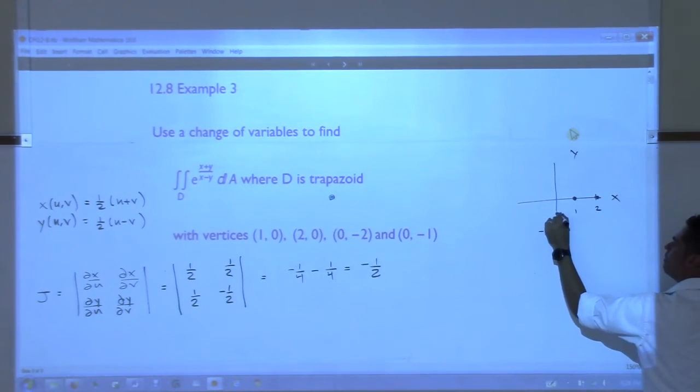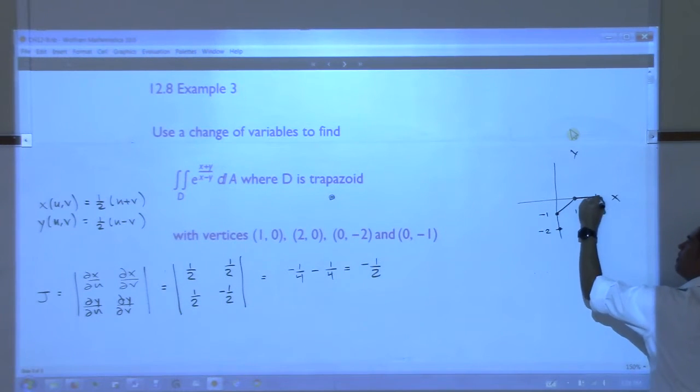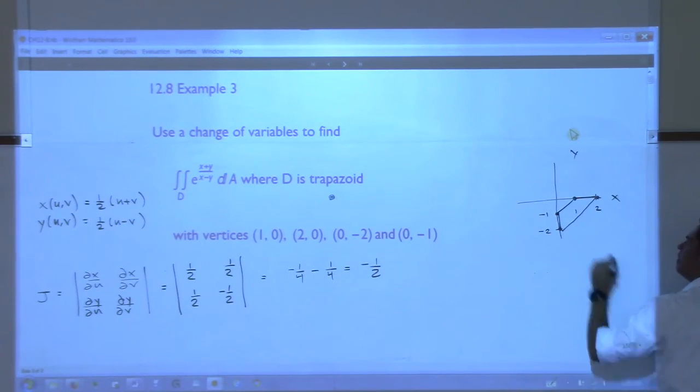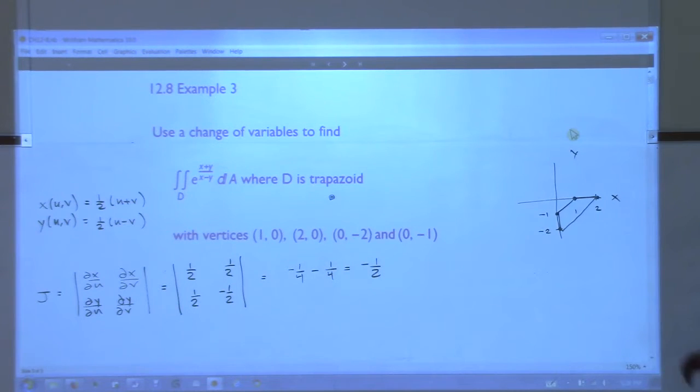0, negative 1. Not that pretty, right? But, I mean, it's not terrible. So we wouldn't be scared of this. We're scared of the integral. Okay, so this, though, let's start moving some points over.